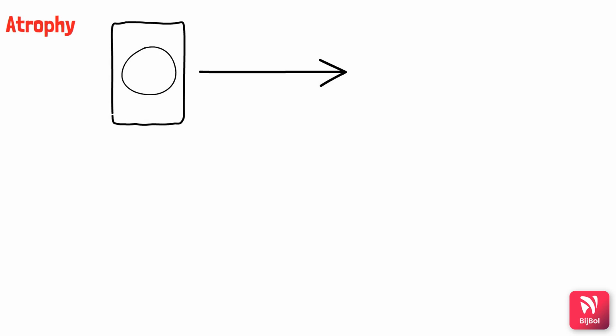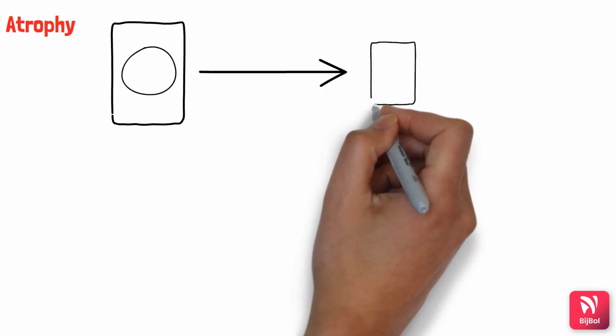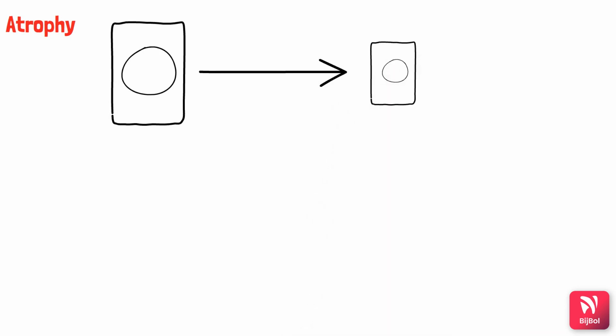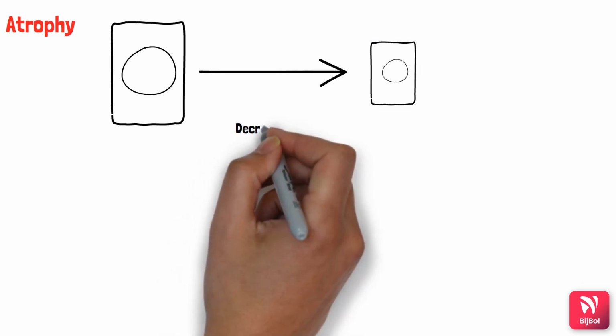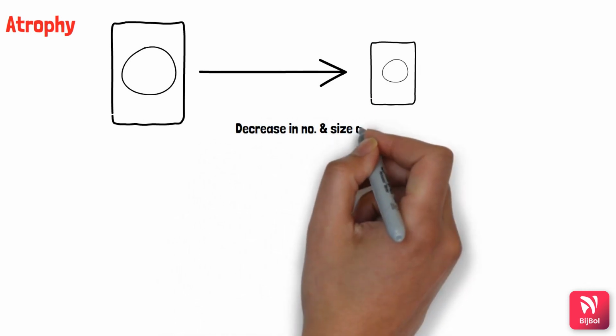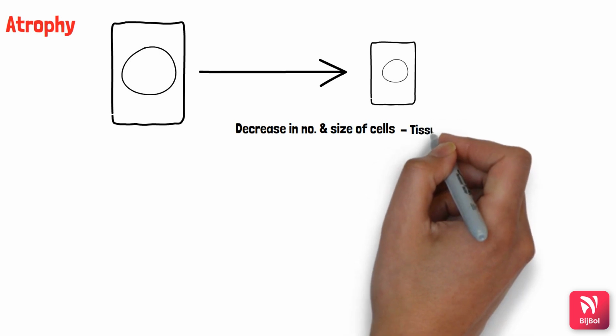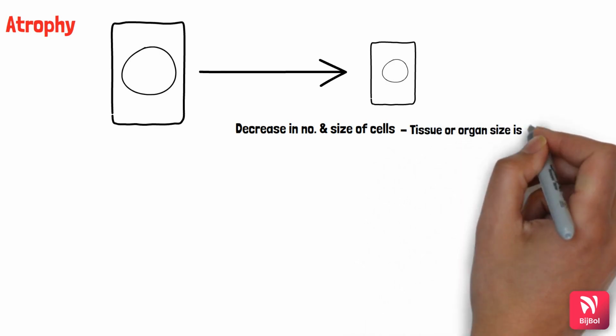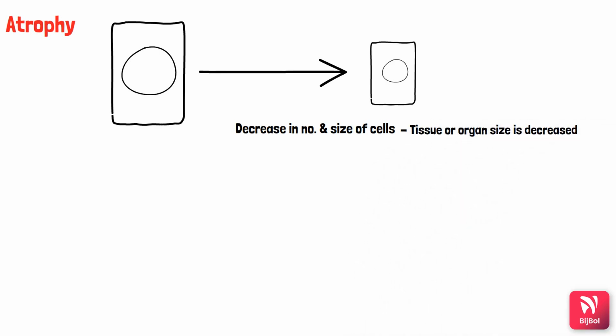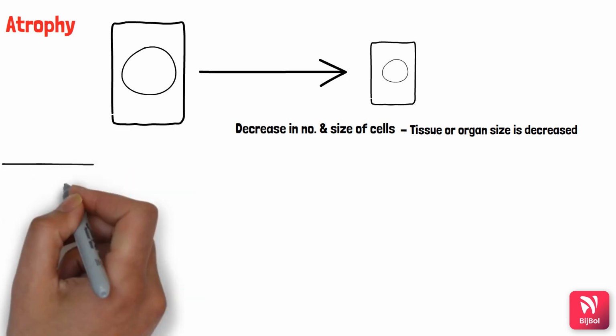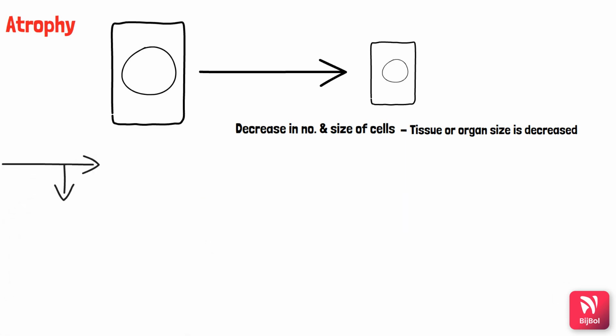So the mechanism of atrophy is a combination of decreased protein synthesis and increased protein degradation. That means basically proteins have to decrease. So either synthesis has to be decreased, or whatever is there has to undergo degradation. This degradation of proteins can be by the ubiquitin proteasome pathway. All this decreased protein synthesis and increased protein degradation results in a decrease in the number and size of the cells. As the cellular size and number is decreased, obviously it will result in a decrease in the size of the tissue or organ.